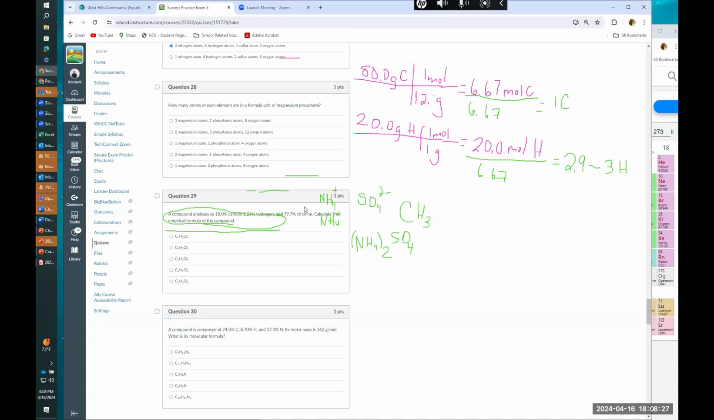Magnesium is just Mg, right? And it has a positive charge. Is it positive 1 or positive 2? Positive 2, because it's a metal in group 2. Plus 2 charge. And phosphate is going to be PO4 3 minus.